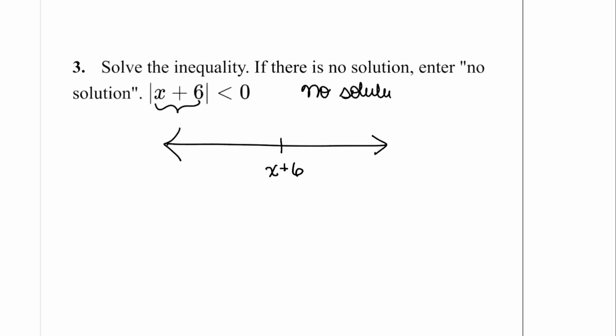Also, another way to think about this, when you take the absolute value of a number, there's no way that it can be negative. And that's what this means. So the answer is no solution.